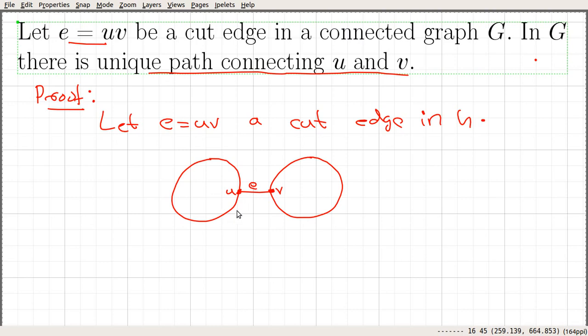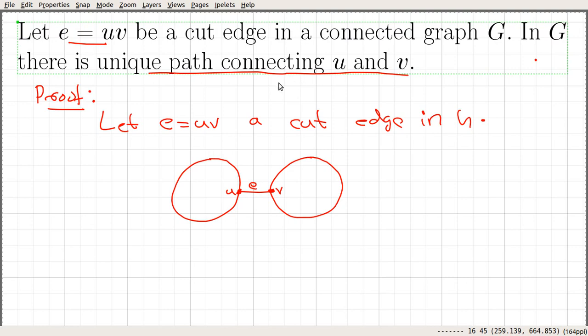So by the definition of a cut edge, if you delete this particular edge, then these two end vertices must end up in two different components. Here again we can see that if you delete this edge, that is going to happen. You have this component and this component.